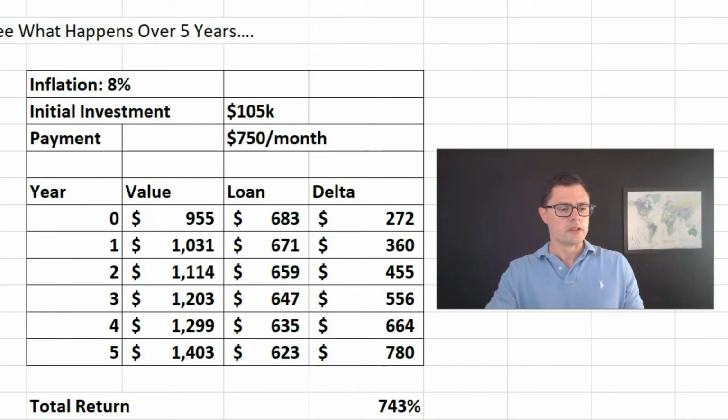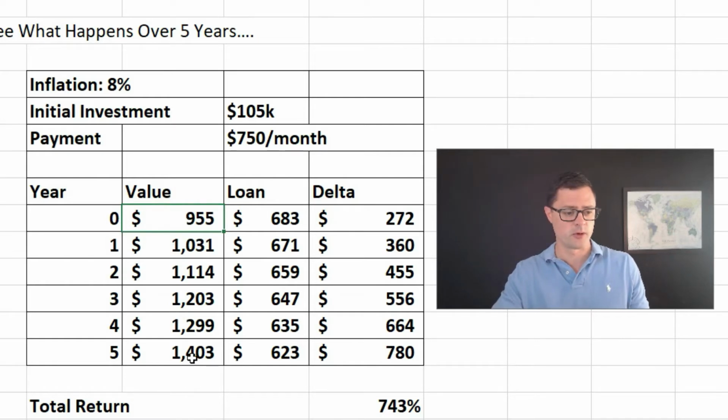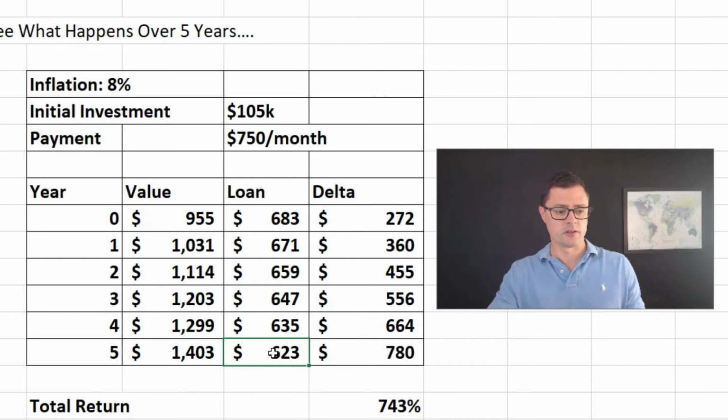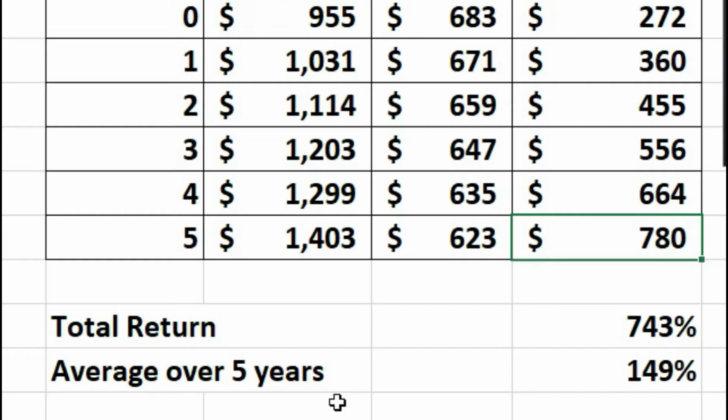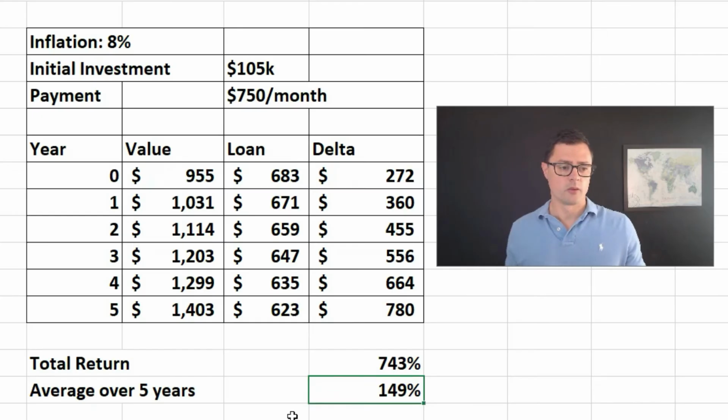All right, so let's talk about what happens now over the next 5 years in my situation. So I'm currently at $955K. If we inflate at 8% per year, that puts my holdings at $1.4 million after 5 years. My loan balance is paying down about $12,000 per year on all the loans. That puts me at $623K with a delta of $780K, putting my total return at 743% and averaging over 5 years at 150% per year, which is great.